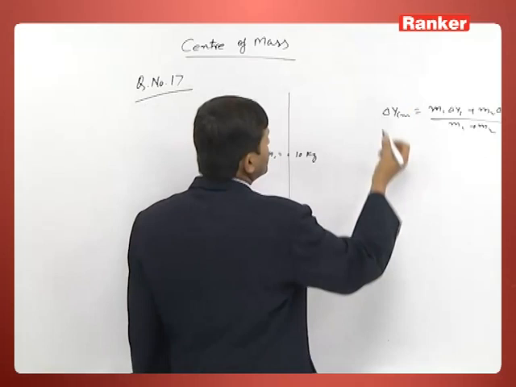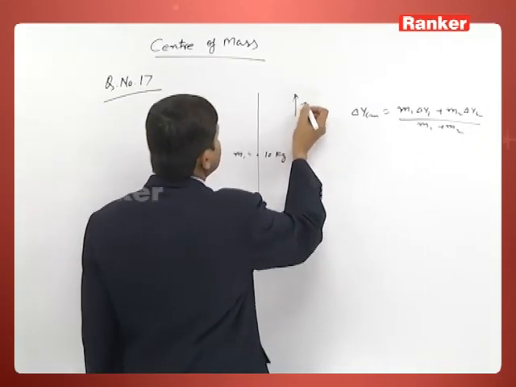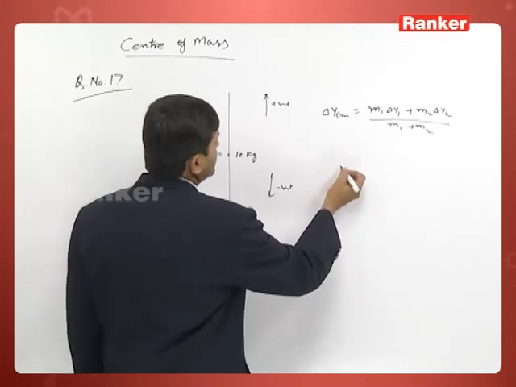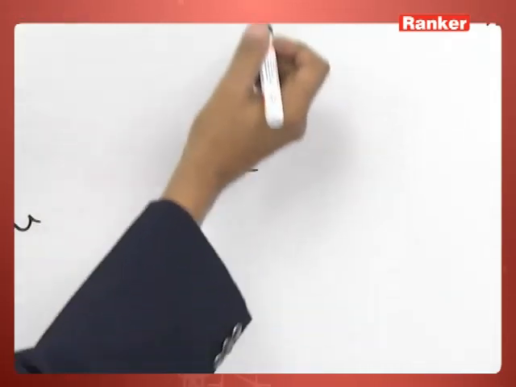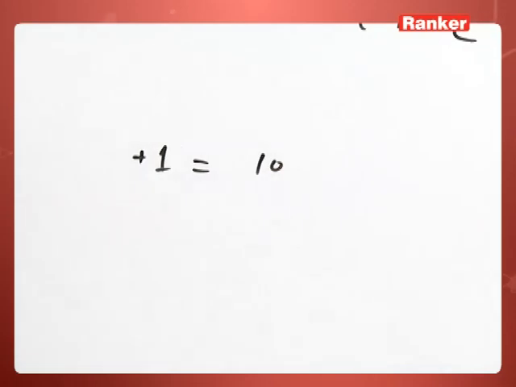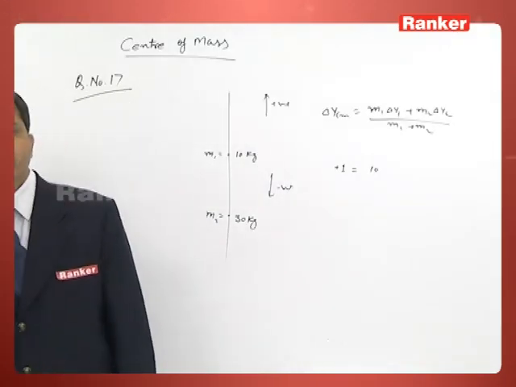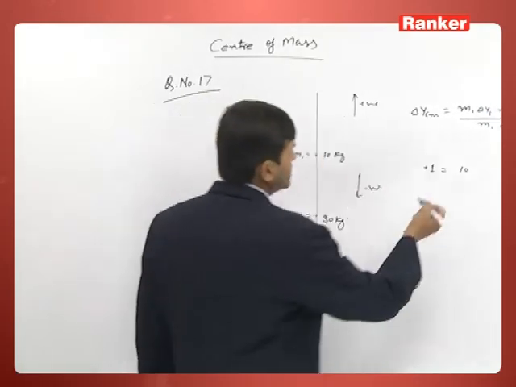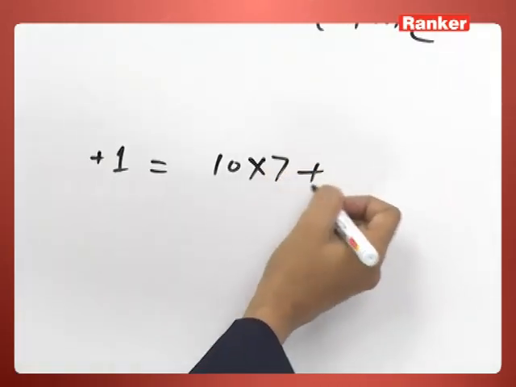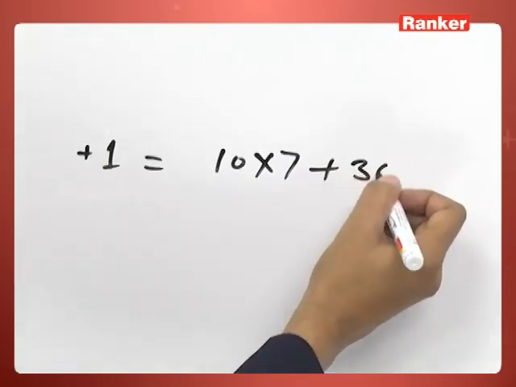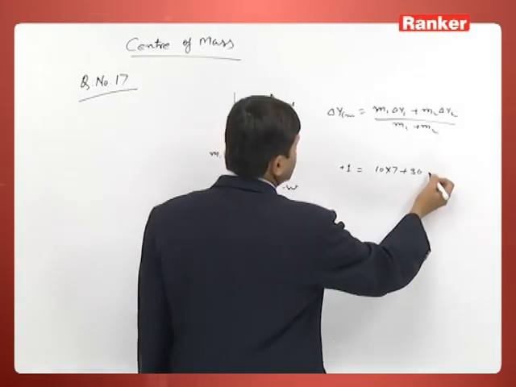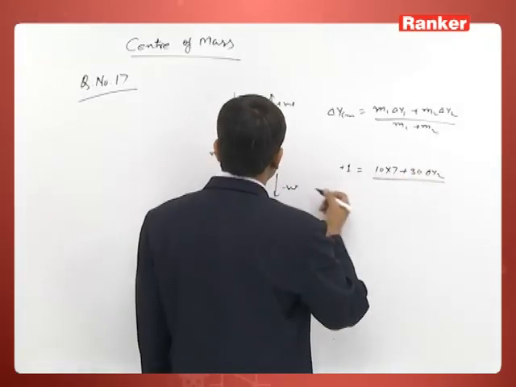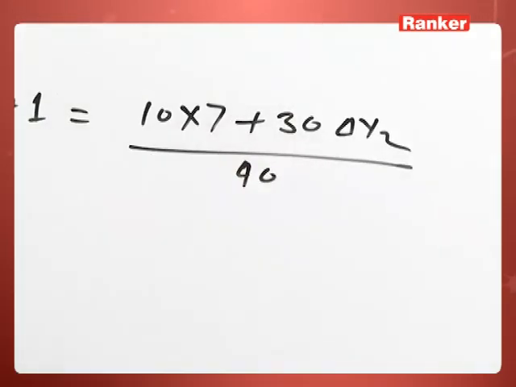It means it moves by 1 centimeter. So, upward we are considering positive and downward negative. So, this is plus 1. M1 is 10 and it has been given the first block is moved by 7 centimeter upward. So, 10 into 7 plus M2, 30 kg, and delta Y2 we have to find, and M1 plus M2 is 10 plus 30, that is 40.